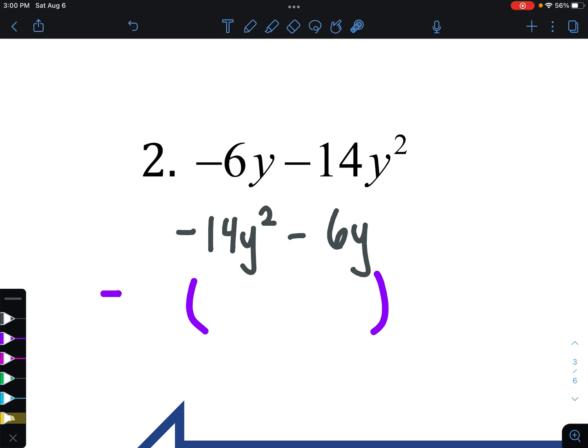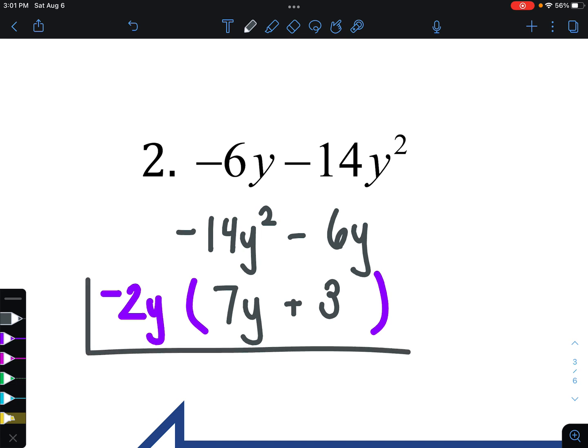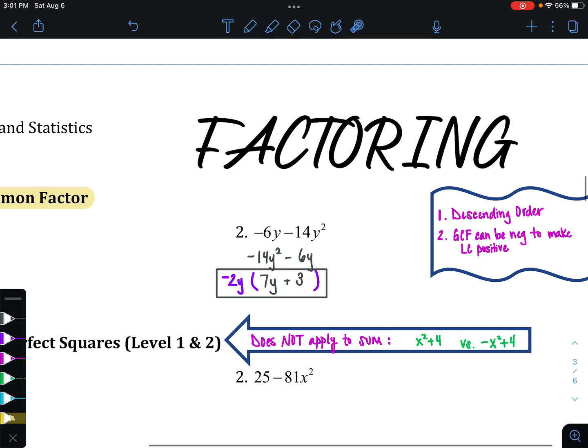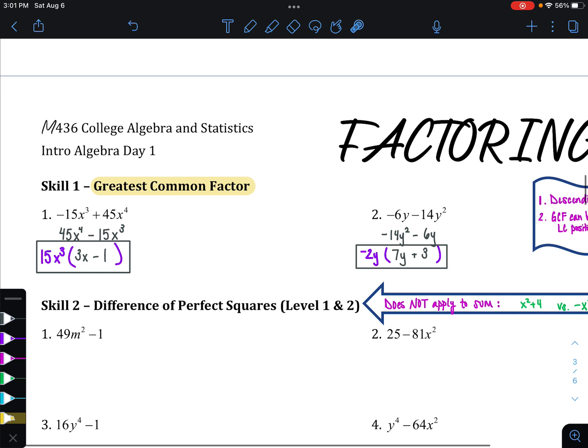So if we look at 14 and 6, the largest common factor is 2, but we're going to make it a negative 2, so that when we do negative divided by negative, we'll be left with a positive in here. So it's going to be negative 2y. So when we divide, we're going to be left with a positive 7y, and then plus, because negative divided by negative is positive, 3. All right, so those two little notes we made to ourselves in this little flag here, we saw how we would handle both of those in a factoring situation with a GCF.